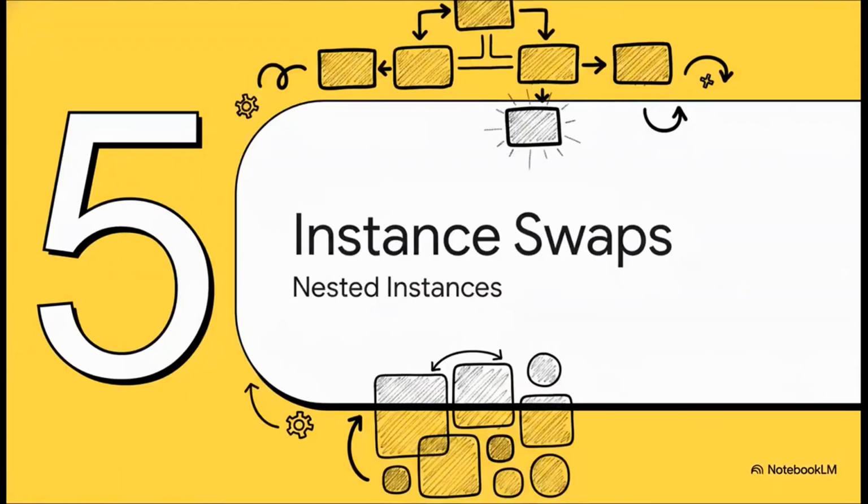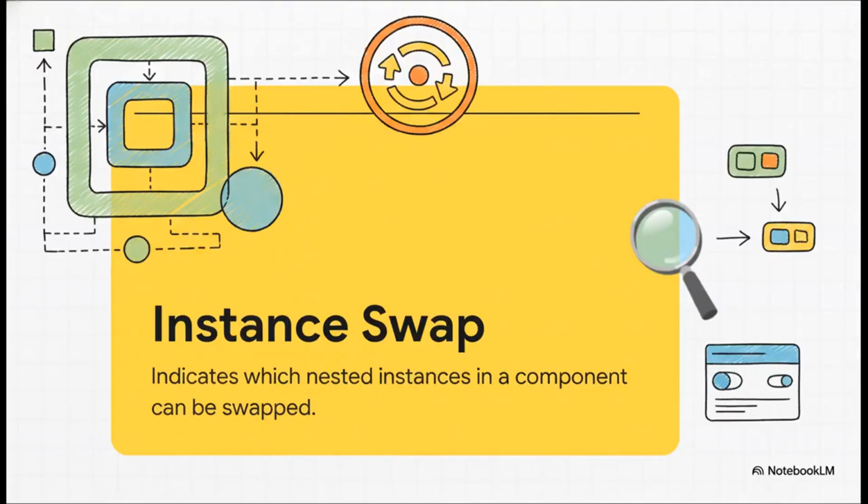Moving right along to Section 5, Step-by-Step Instance Swaps for Controlling Nested Instances. An instance swap property is basically exactly what it sounds like. It indicates which nested instances inside a main component can actually be swapped out by the user. By bringing this specific control to the top level of the right panel, it takes all the guesswork out of the equation for anyone utilizing your design system.